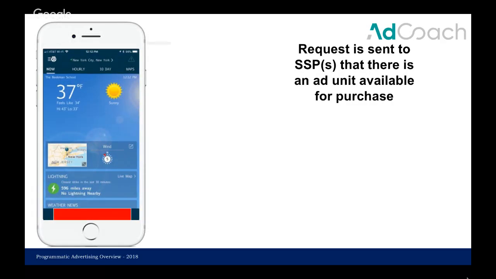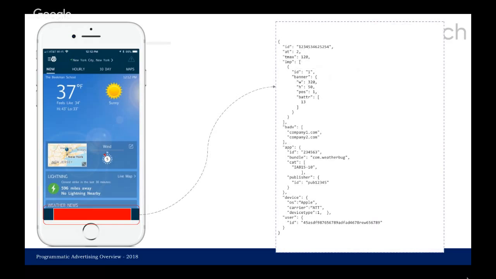So that data is collected by the apps ahead of time. In this process, we're going to walk through what an SSP will actually see on the exchange and how they'll pass that off to an advertiser. So we have on the left an app with a 320 by 50 ad unit available on the bottom. This app will send a request to the SSP saying that there's an ad unit available to purchase.